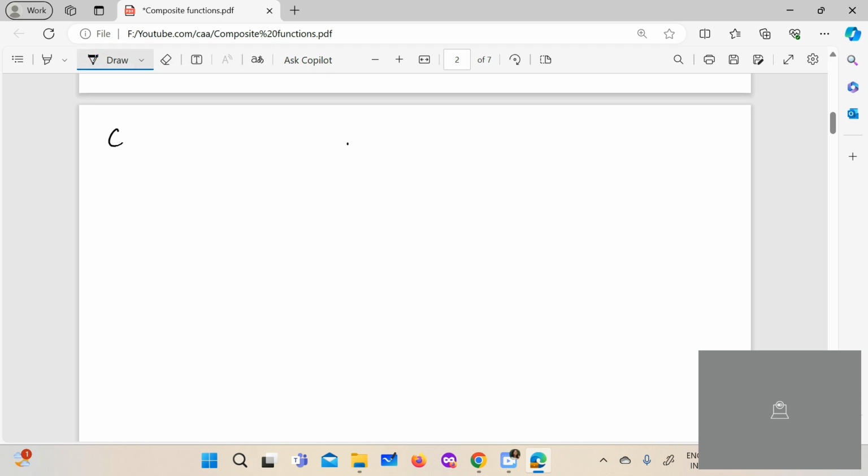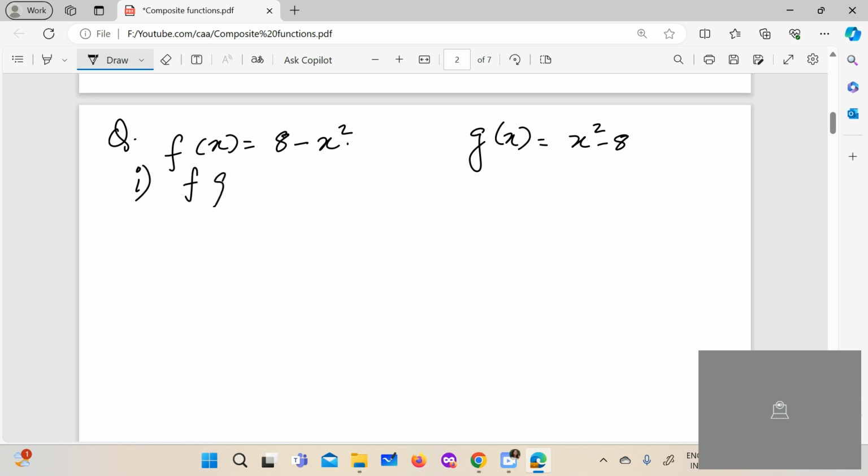Now I'll write f of x equals 8 minus x square, and g of x equals x square minus 8. Right. Now you have to find f of g of x, and the second thing we will do is g of f of x. We will find both.